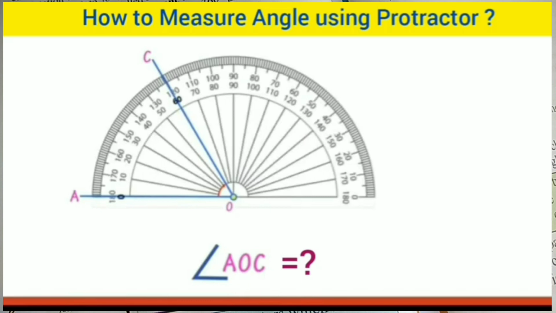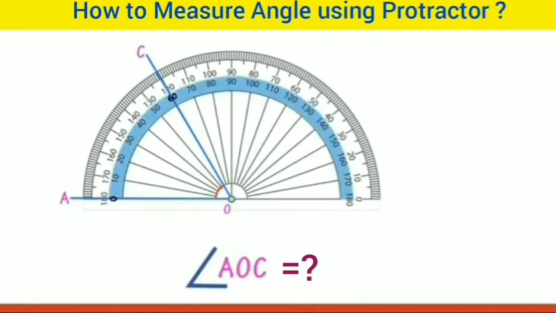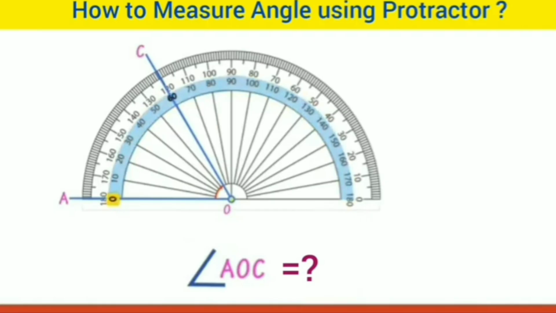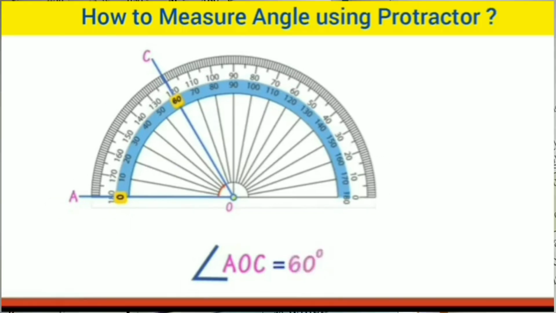Now we are in a position to measure the angle. This arm will be our initial arm, which is at a 0 degree angle, and this arm will be the terminal arm, which tells us the angle measure. We can see that it measures exactly how much? 60 degree. The space between two intersecting lines situated close to the point where they meet is called an angle.